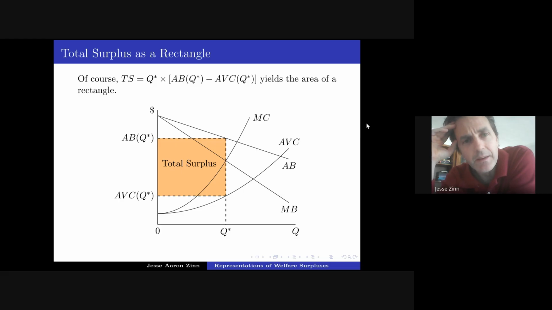And once we do that, we can portray total surplus as the area of a rectangle, right? The rectangle where the horizontal dimension is the quantity and the vertical dimension is the average benefit at the market quantity minus the average variable cost at the market quantity.